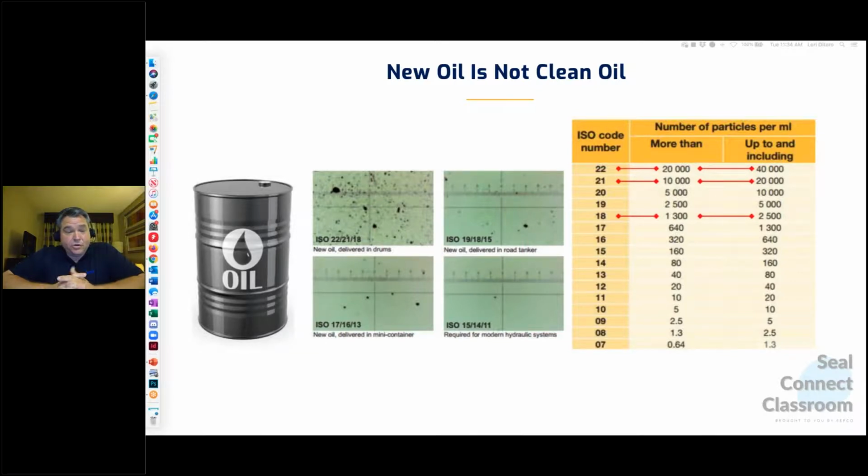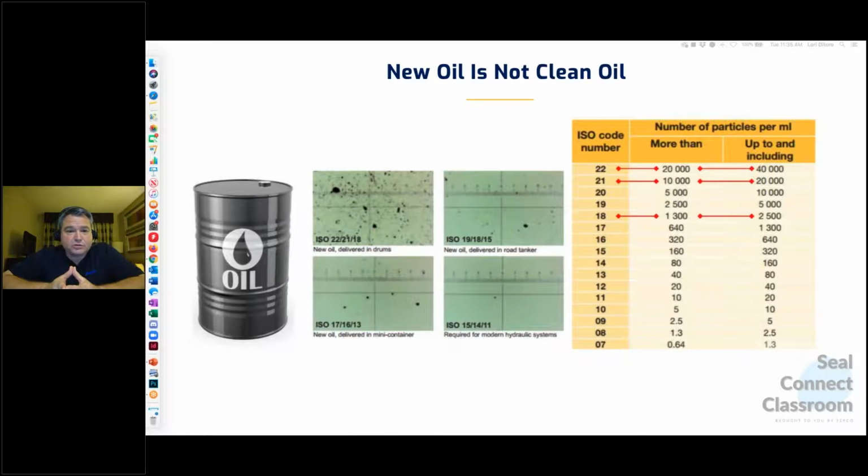Let's look at that. New oil is for a hydraulic system. This is another ISO reference chart showing a couple of visuals of what that looks like under magnification. For a hydraulic system, the ISO standard is a 15/14/11, which is very clean. A 15 in the chart is 160 to 320 particles, so that's the total number of particles greater than 4 micron. And then at the 14 micron, you don't want anything, 10 to 20 particles in the lubricant.